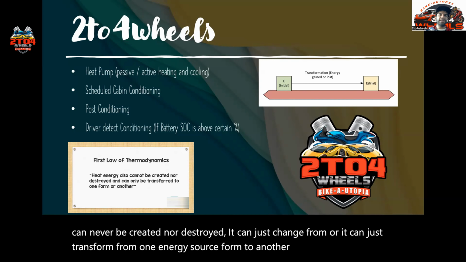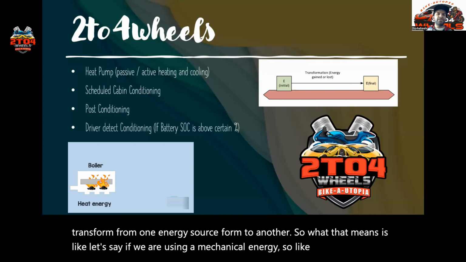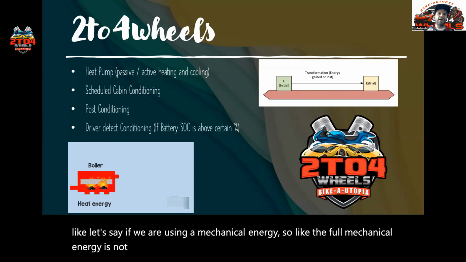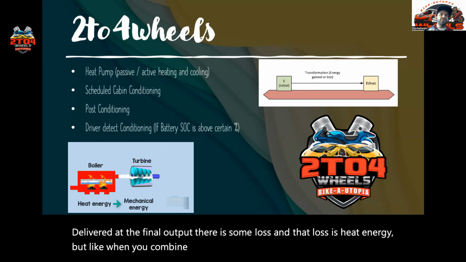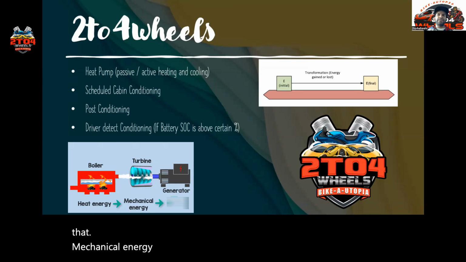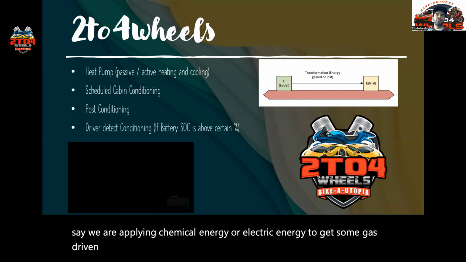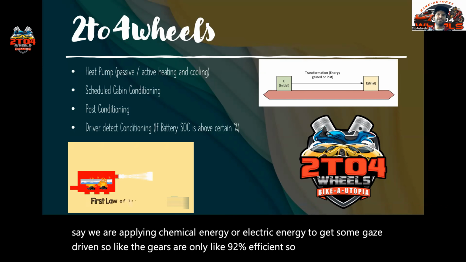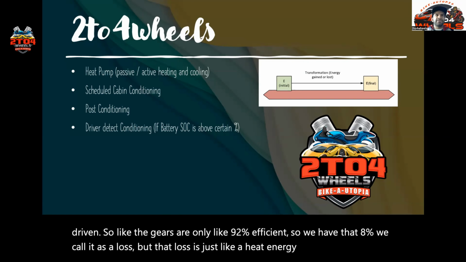So what that means is, let's say we are using mechanical energy, the full mechanical energy is not delivered at the final output. There is some loss, and that loss is heat energy. But when you combine the heat and the efficiency of that mechanical energy, that combines to the input source. Let's say we are applying chemical energy or electric energy to get some gears driven, and the gears are only 92% efficient. So we have that 8%, we call it a loss, but that loss is just heat energy going out from the system.